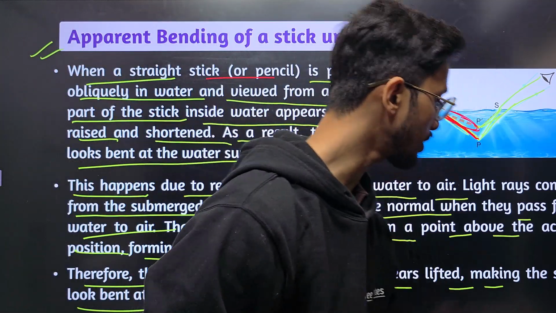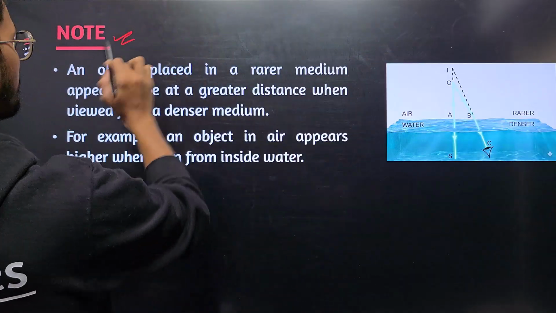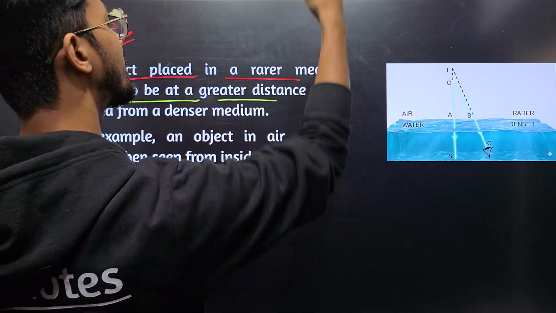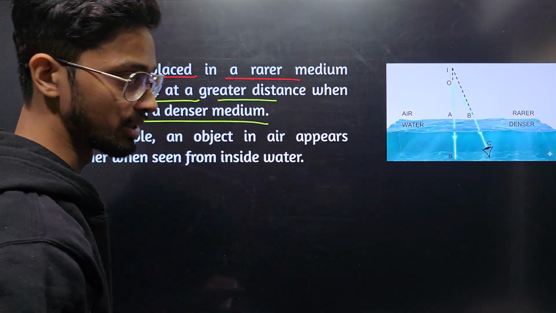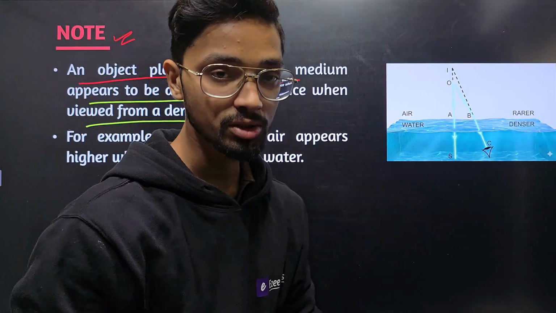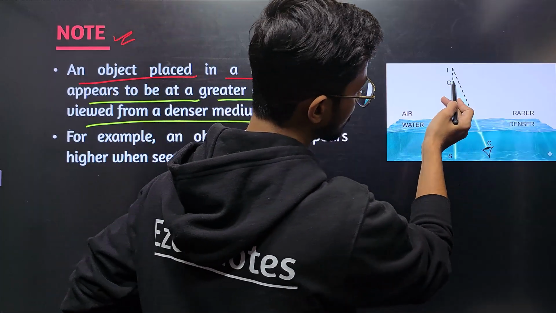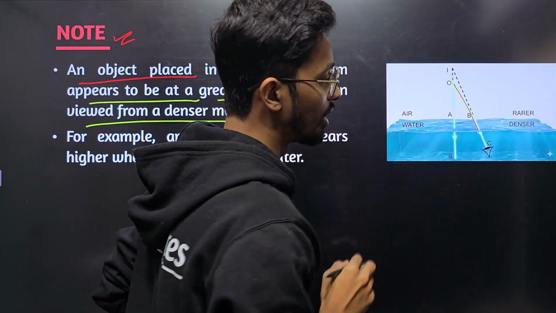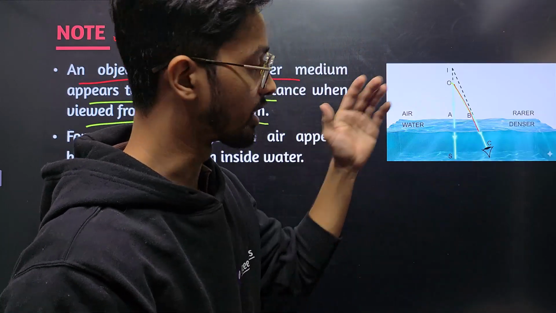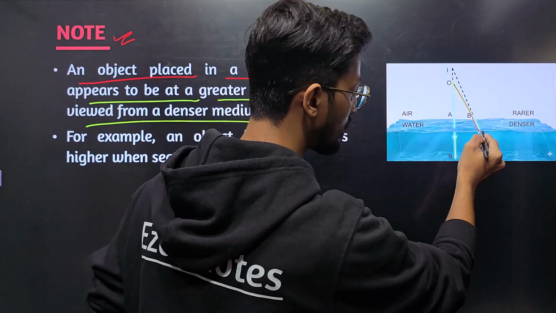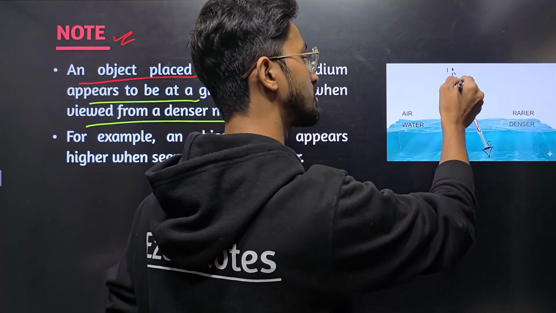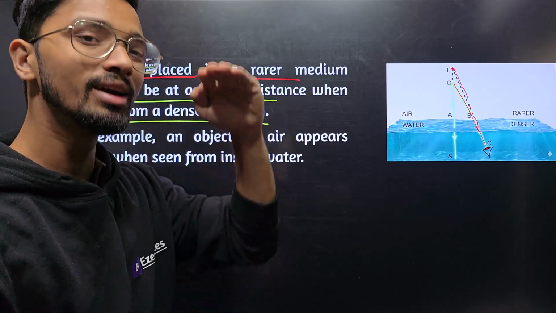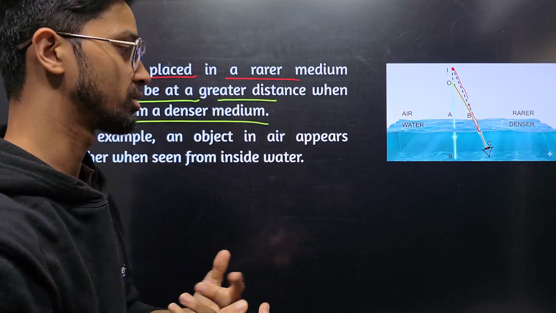Done. Next, note point. An object placed in a rarer medium appears to be at a greater distance when viewed from the denser medium. Why does it appear to be at a greater distance? See here, the rays will come from here, right? While going from rarer to denser, it will bend towards the normal like this. So when we retrace back, it will be somewhere here. So it will appear to be a bit higher from its original position.